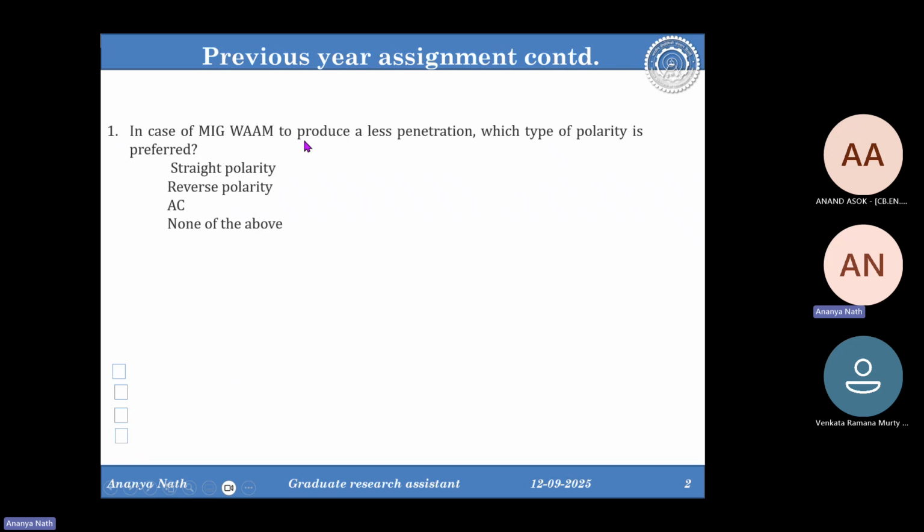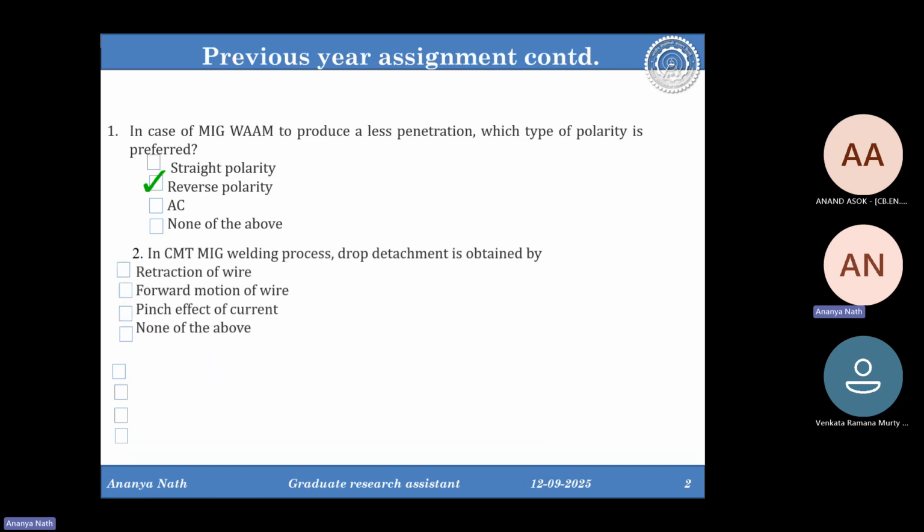In case of MIG-WAAM, to produce less penetration, which type of polarity is preferred? Just a guess. It is reverse polarity. Is it reverse? Yes, we have already discussed this.